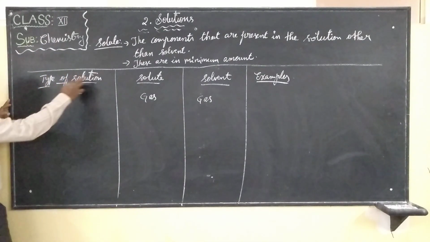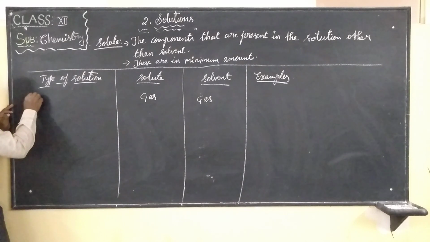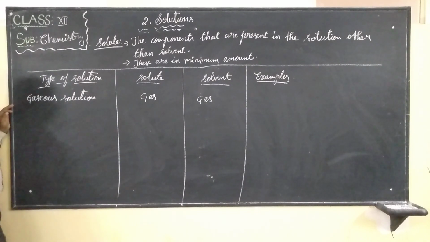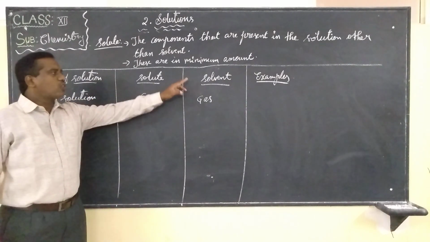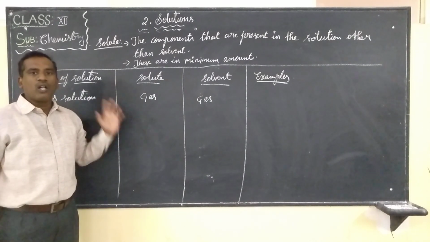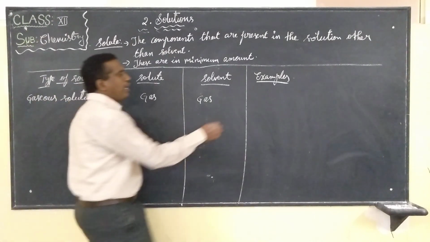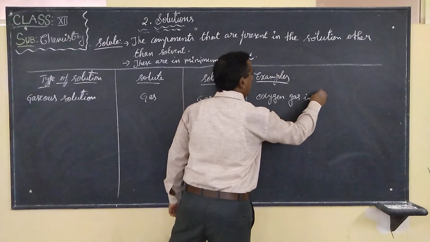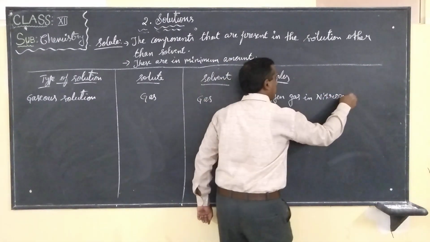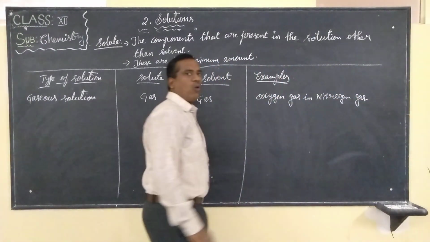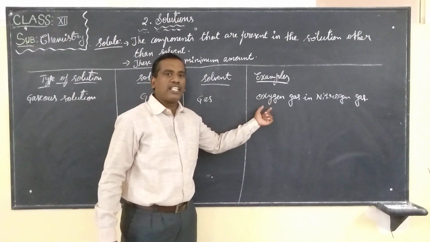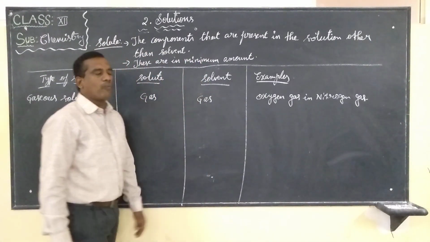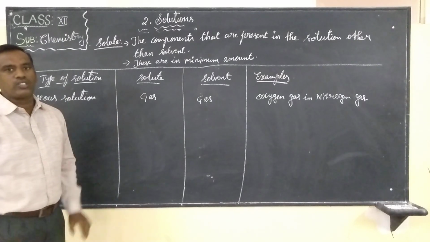Now, the major quantity, the solvent, is present in the gaseous state. Hence, this type of solution is called a gaseous solution. In a gaseous solution, the solvent will be a gas and the solute will also be a gas. For example, oxygen gas in nitrogen gas. Oxygen is present in less amount, nitrogen in more amount in the air. So we are taking oxygen in nitrogen gas.